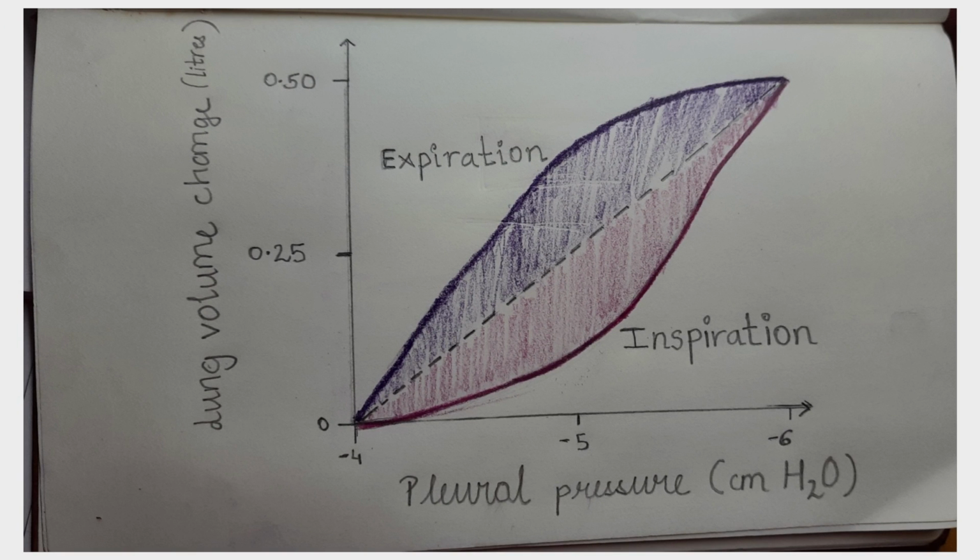Here we have the compliance diagram of the lungs. As we can see in this graph, on the y-axis we have the lung volume change in liters, and on the x-axis we have the pleural pressure in centimeters of water. When your pleural pressure is below -5, at around -4, the lung volume is 0. Note that normally our pleural pressure is not below -5. Our pleural pressure is at -5, and at -5 our lungs have a certain volume, so we don't start inflating directly from 0 or a totally collapsed lung volume.